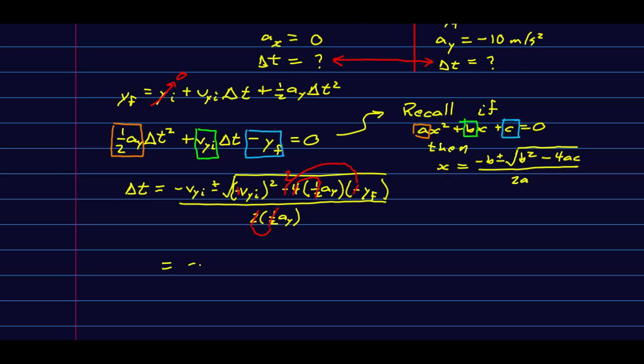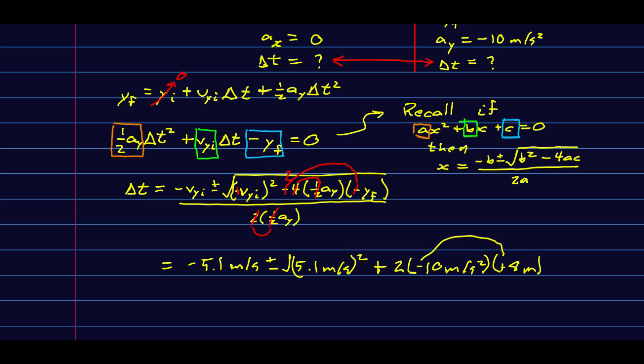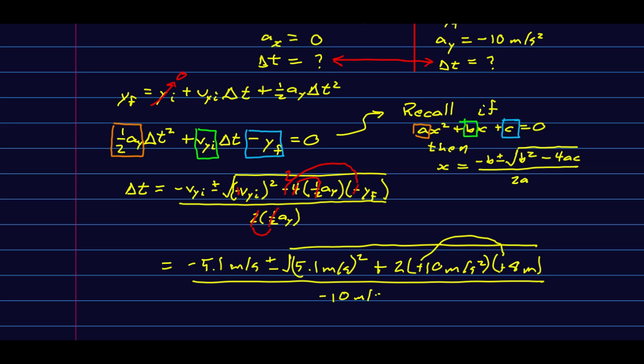Okay, and so I'm going to have negative 5.1 meters per second plus or minus root 5.1 meters per second all squared plus, right, those negatives disappeared, 2 times negative 10, careful of the negatives that are inside the quantities, but then this yf is negative 8, and so those negatives take each other out. So that's nice. All our negatives are gone. All divided by negative 10 meters per second squared. And at this point, you've got to plug that into a calculator.